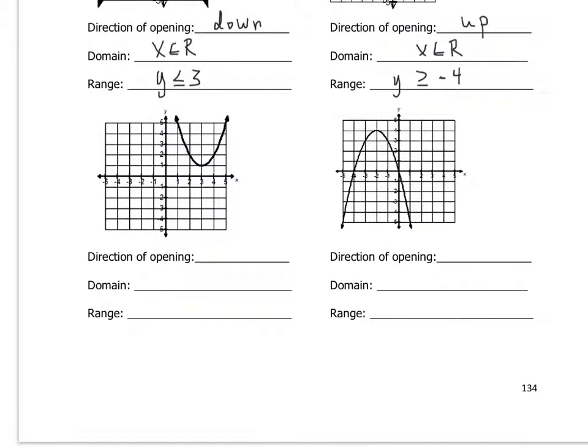The next one has a direction of opening which is up again. The domain is still all real numbers, but for the range this time, the y coordinate is 1, and we have everything greater than or equal to 1. The next one, the opening is down, and the domain is all real numbers, and the range is everything from that y value of 4, which is the highest, and everything else is less than that. So it's y less than or equal to 4.